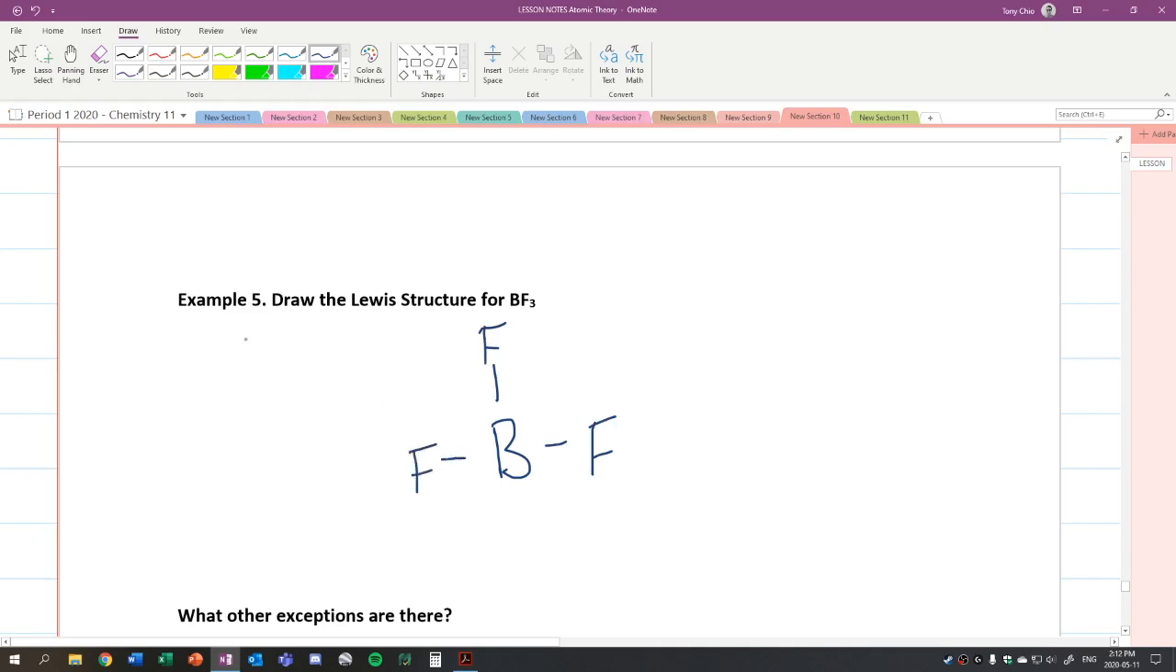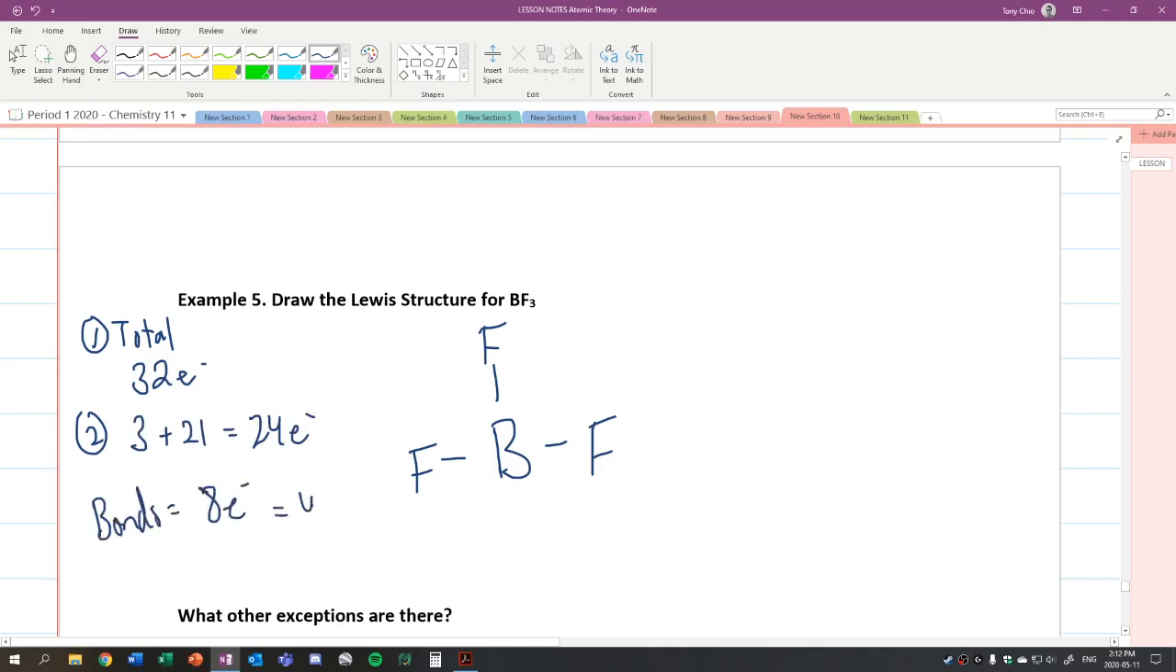If we were to count, again do the math, number 1, total, we should expect each one could have 8, so it's 4 times 8, that's 32 electrons total. Valence electrons. Boron should have 3. Each fluorine should have 7, so that's 3 plus 21, that's 24 electrons. That means bonds, how many bonds should we expect? We should expect 8 electrons or 4 bonds. But in this case, if I finish drawing the Lewis structure of this molecule, you're going to see that I've used up all my valence electrons right about now. So all my valence electrons are used.